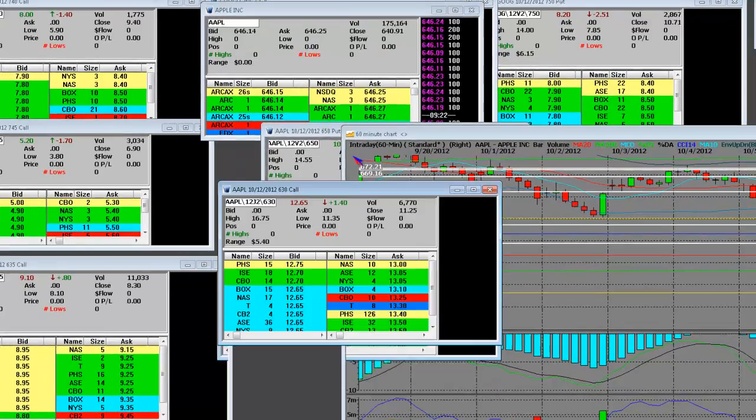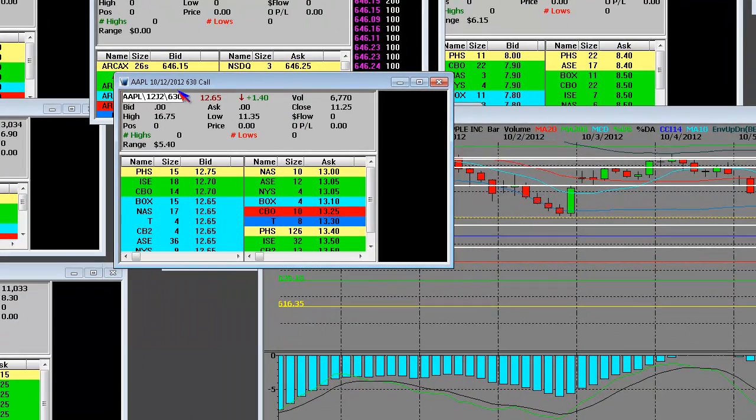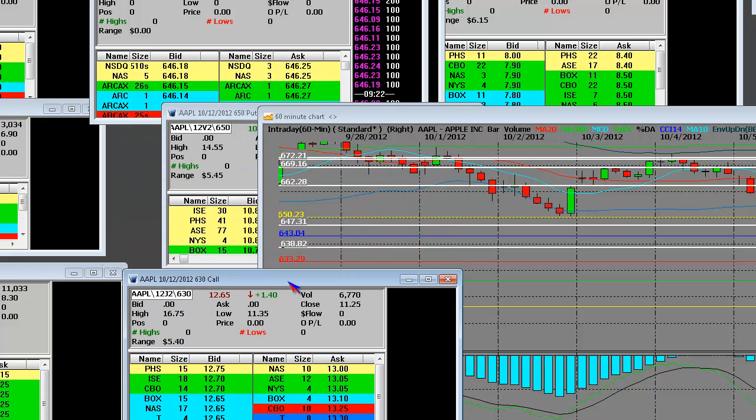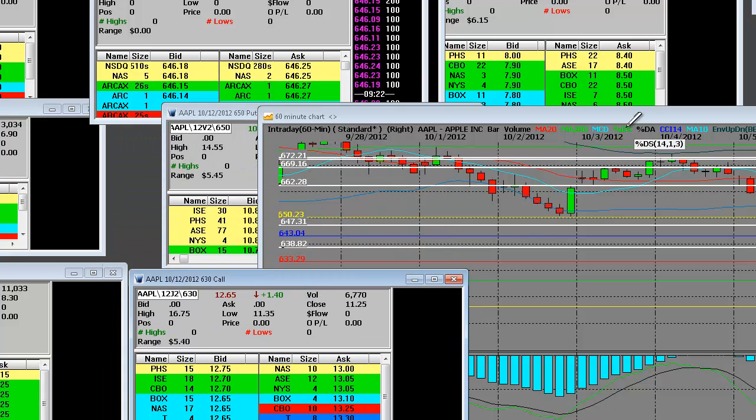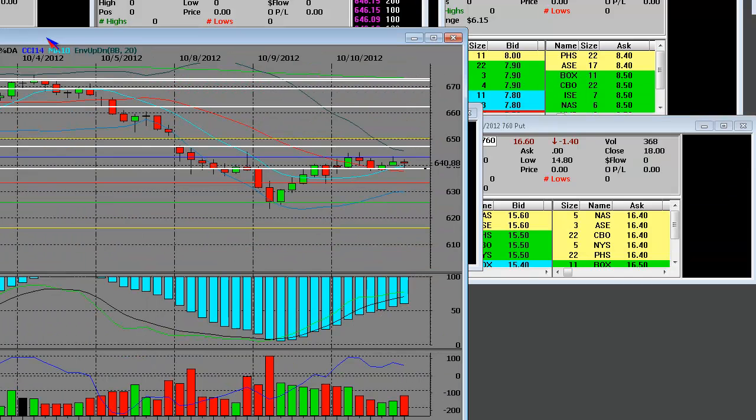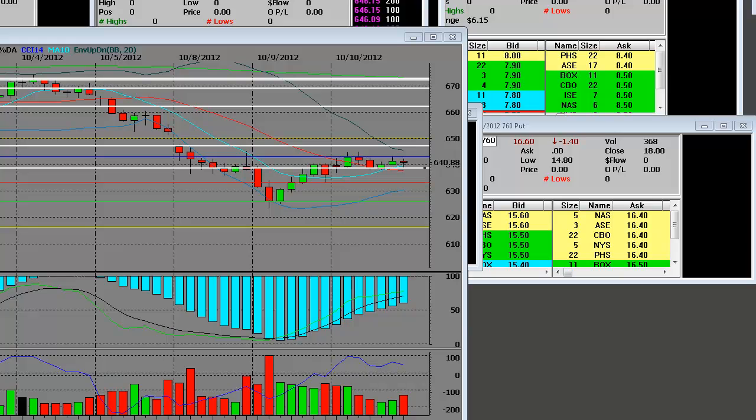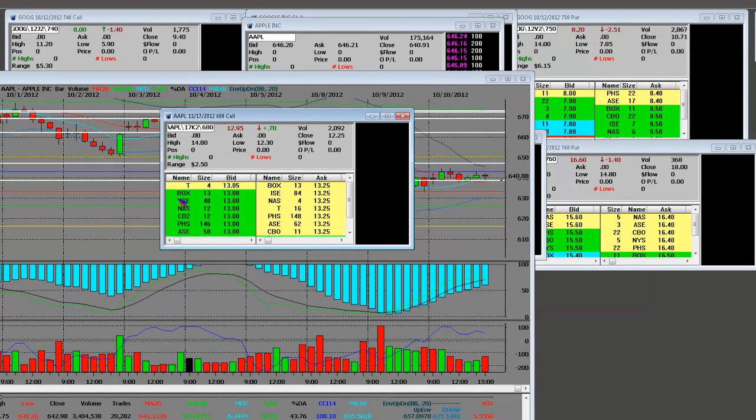I've already instructed other MMTs how to exit the 630 calls, and we're going to get a home run out of these and put these out at 18.5 on the 630s. On the 680s, based on that resistance level, the same rule would apply here. I would add to my position. They're going to gap up in value.